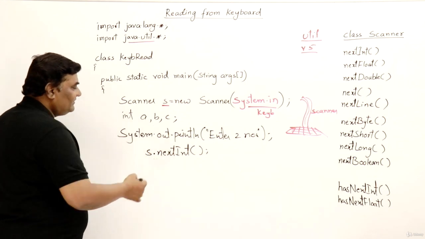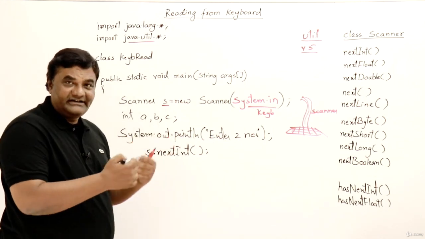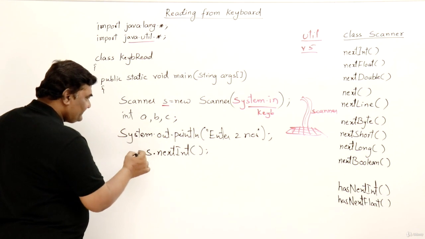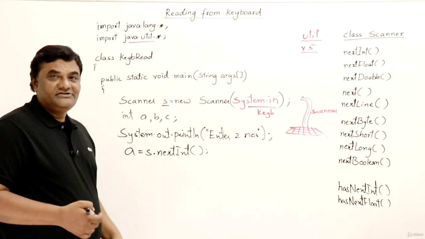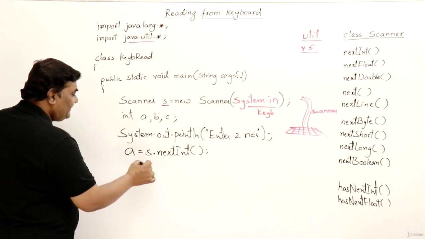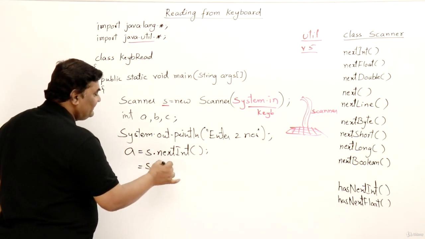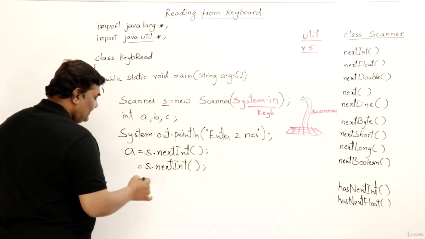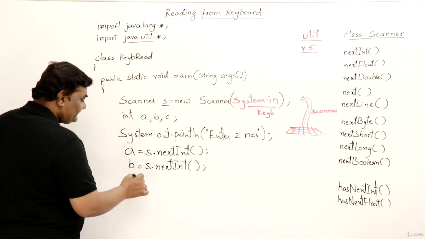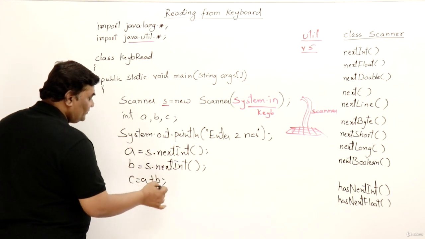s.nextInt will get an integer and let us store this in A. Actually this method will return that integer value. In the same way I will read the next number, that is s.nextInt, read the number and take it in B. Then C assigned A plus B, this will be adding the two numbers.